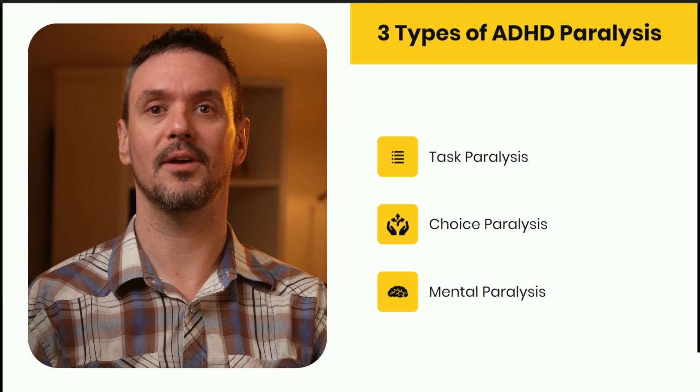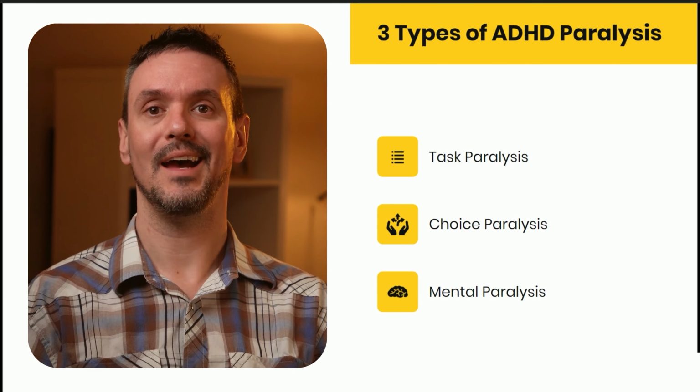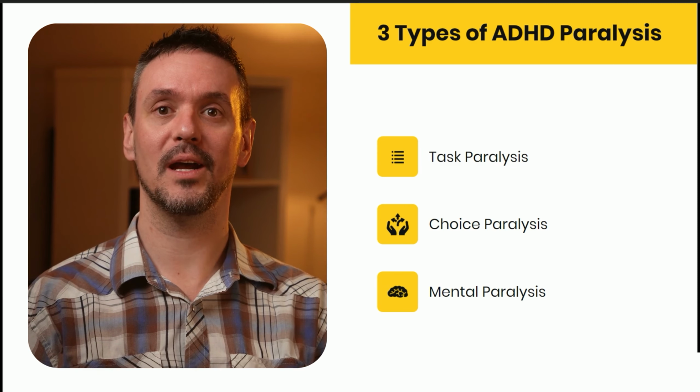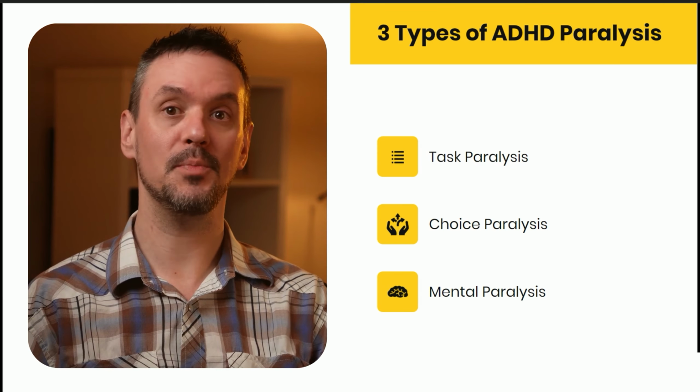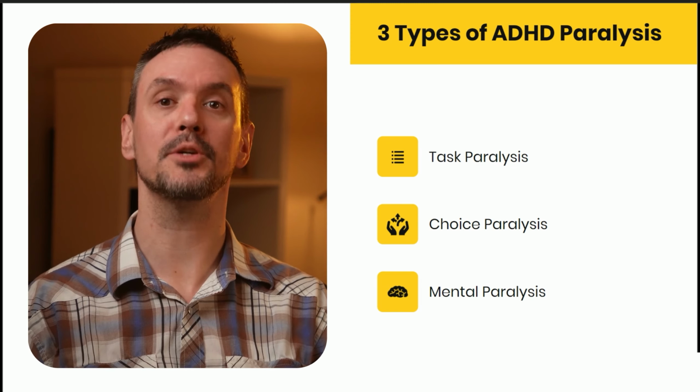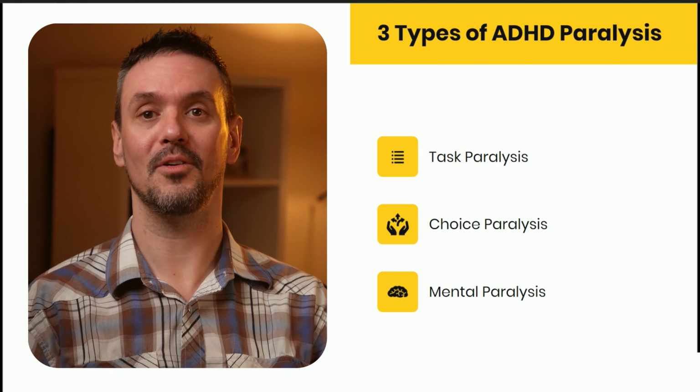Then there's choice paralysis, which is also sometimes known as analysis paralysis. And this is where we overthink or just don't make any decision. And it's super common when we feel like we have too many options to choose from. That's the paralysis of choice.